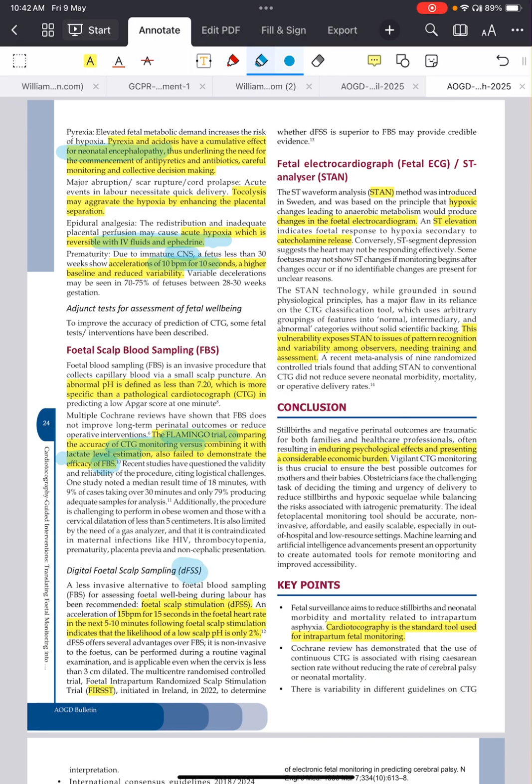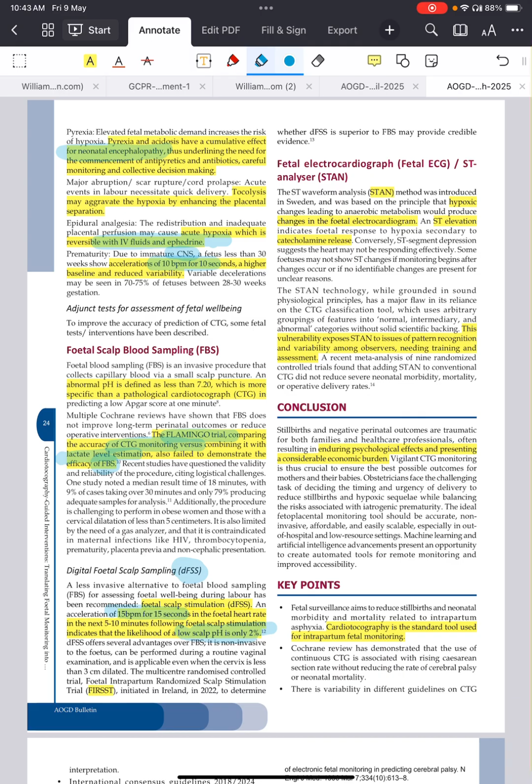That is, if you press the head with the fingers for 5 to 10 minutes, there is a likelihood of low scalp pH of only 2%. After pressing the head, if there is an acceleration of 15 beats for 15 seconds, okay, it indicates that the likelihood of low pH is only 2%. If the fetus is reacting, then it is good.